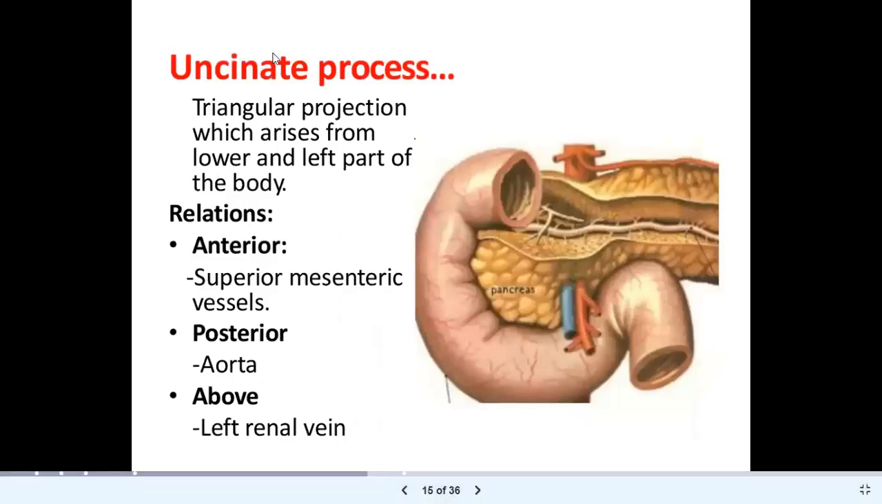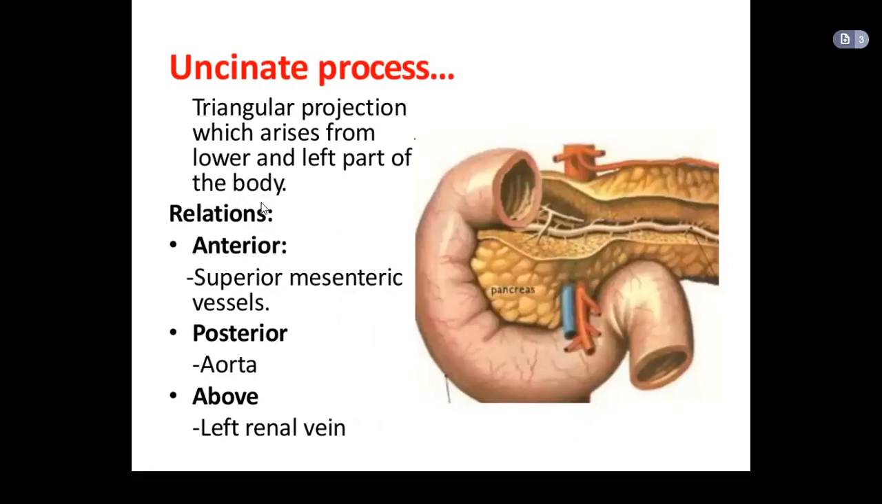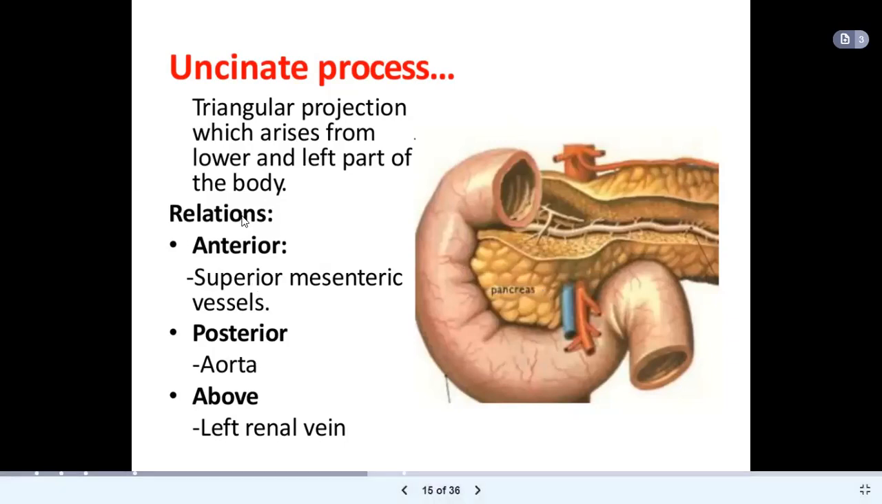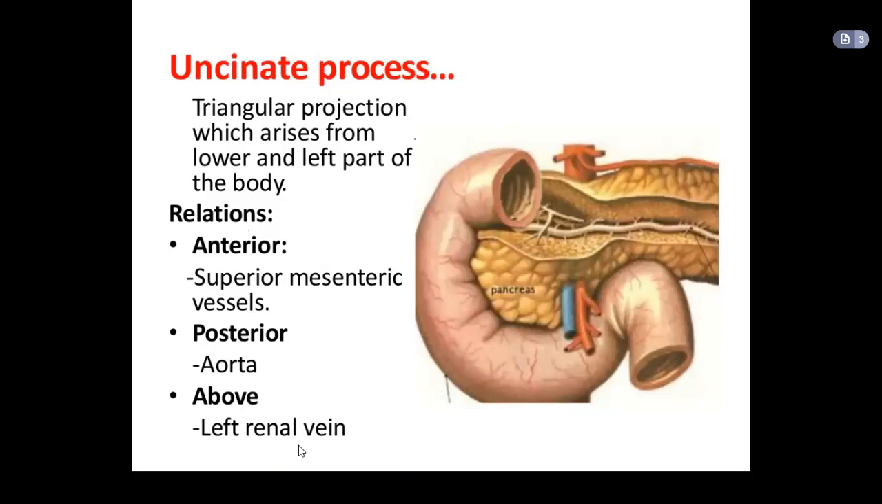The uncinate process is a hook-shaped or triangular projection which arises from the lower and left part of the head, not the body. It passes upwards and medially behind the superior mesenteric vessels. Relations of the uncinate process: in front, it is related to the superior mesenteric vessels, as you can see here. Posteriorly, it is related to the abdominal aorta, and above it is related to the left renal vein.